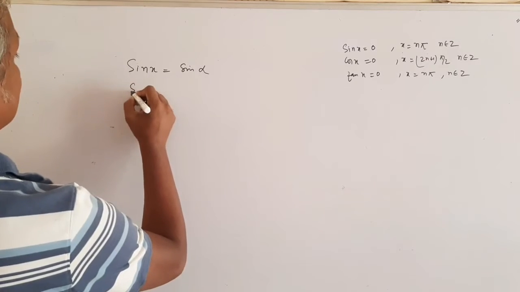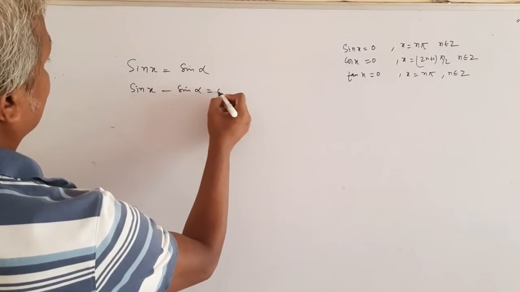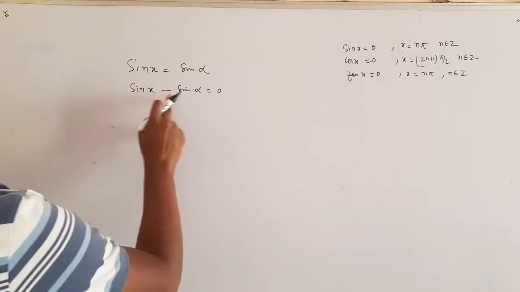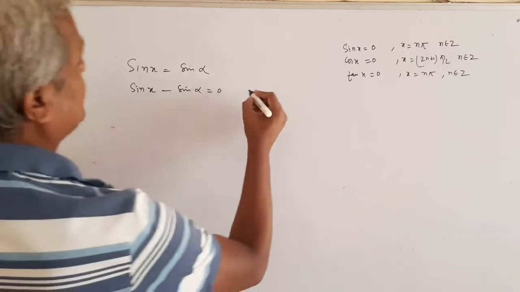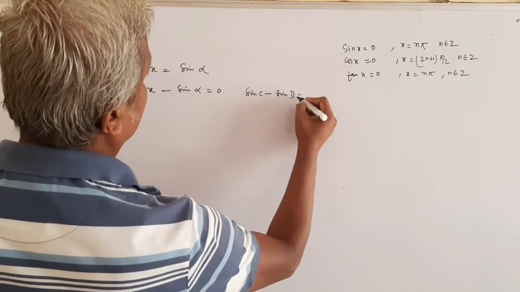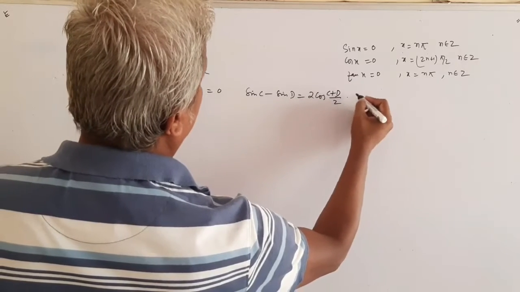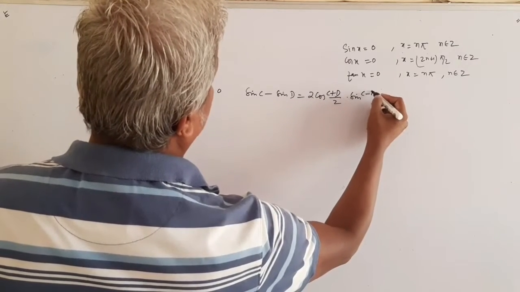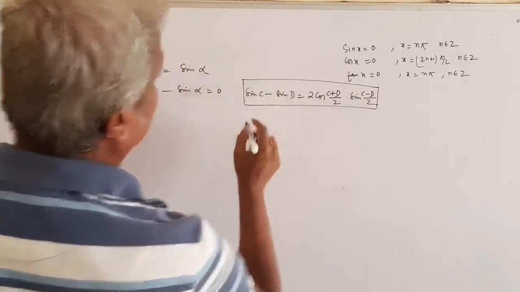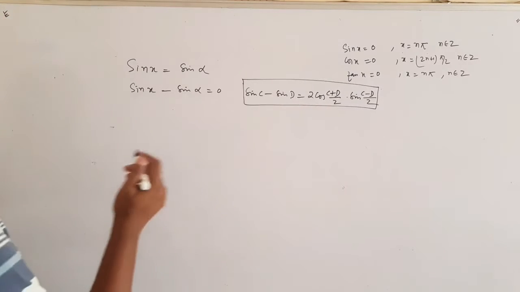So better we do this like sin x minus sin alpha is 0. We know that when you have this kind of situation, there is the sin C minus sin D formula. It goes like this: sin C minus sin D is 2 cos of (C plus D) by 2 into sin of (C minus D) by 2. This is the formula which we have already derived. Otherwise you can watch my previous videos for that.